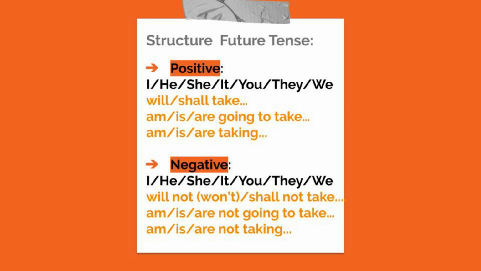Now let's look at the next one. The going to form. I am not going to take it. He, she, it is not going to take it. You, they, we are not going to take it. Okay. So the same rule applies, except that there's an addition of not. And then the present continuous form. I am not taking it. He, she, it is not taking it. You, they, we are not taking it. Okay. So this is just to reconfirm that this is the sentence structure when you are going to talk about future.